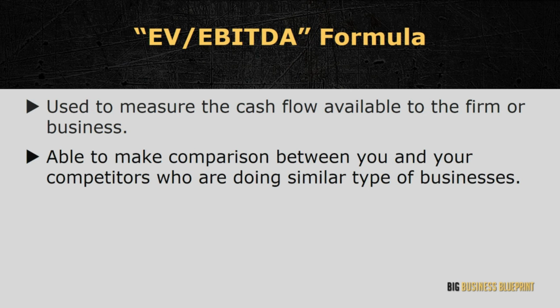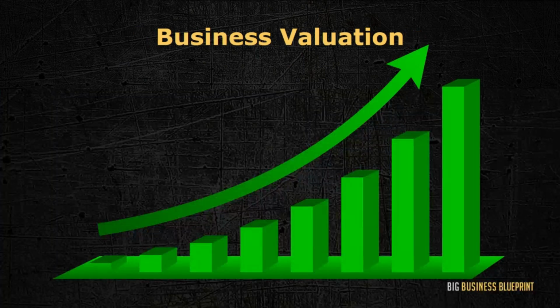All multiples act as a single number that analysts can multiply by some financial metric to determine the relative value or worth. With the EV over EBITDA formula, you'll be able to make comparison between you and your competitors who are doing similar types of business. After the business valuation, chances are your business is not worth as much as you expected it to be, or your business does not have a healthy earning history. So in the long run, the company might not be able to earn more than what you're already earning now.